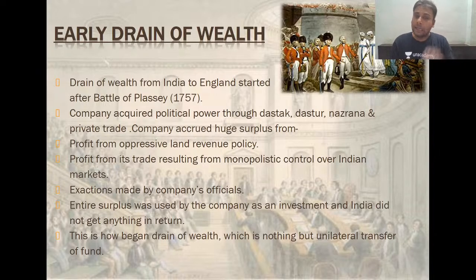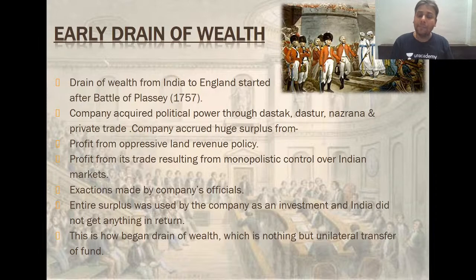Getting the points clear? The company never directly collected the revenue from the farmer. In very simple words, zamindar acted as a middleman between the company and the farmer. Zamindar collected the revenue from the farmer and gave the taxes to the English East India Company. Now all the taxes had to be paid in cash. Getting the points clear?